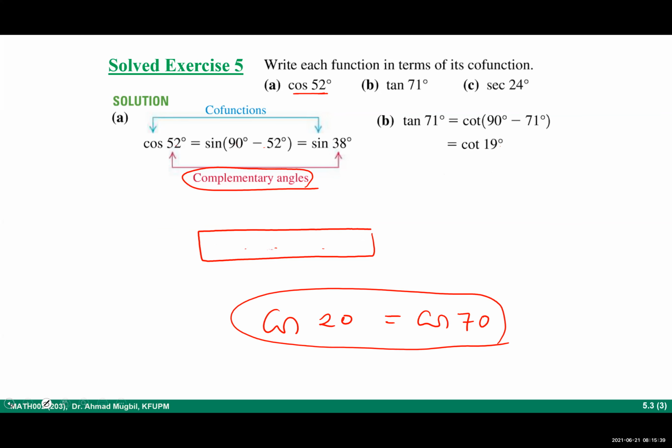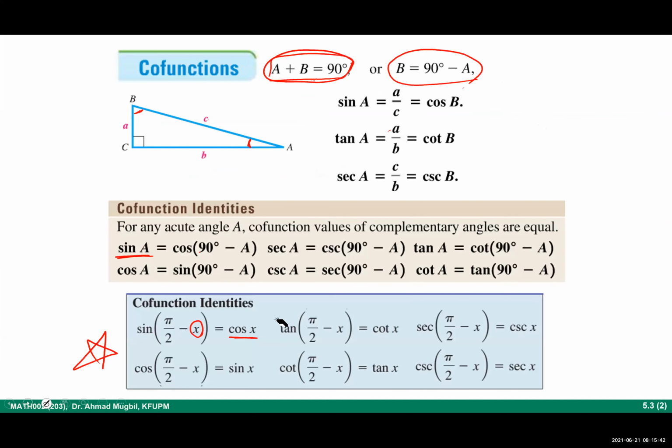No, look, this is what we said. Sine A is cosine 90 minus A. Do you remember 30 degrees and 60 degrees? These two angles, their sum is 90. So sine 30 is a half, which is the same as cosine 60. So it is not cosine equals sine. Be careful. Cosine equals cosine.